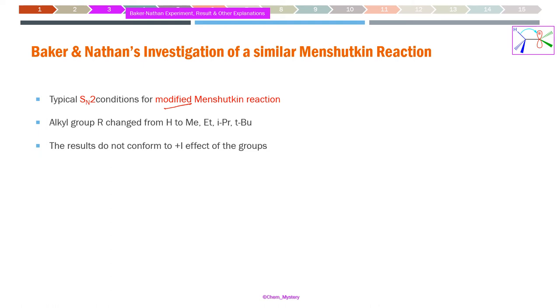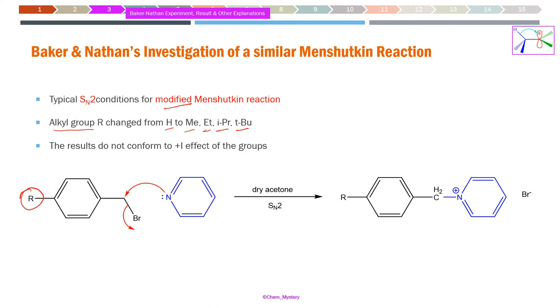But here there is one interesting thing happening. We are substituting the para position of the benzyl halides, starting from hydrogen to methyl, ethyl, isopropyl, or butyl groups. So how those alkyl groups present in the para position modify the rates of reaction. So this is nitrogen attacking onto this benzyl halide. We are using this reaction in dry acetone. We understand acetone is used to promote SN2 reactions, as we have learned. So this kind of product formation is going to take place, but how this alkyl group R, which we have chosen, modifies the rate of reaction was the matter of investigation by Baker and Nathan, which we will see in the next slide.